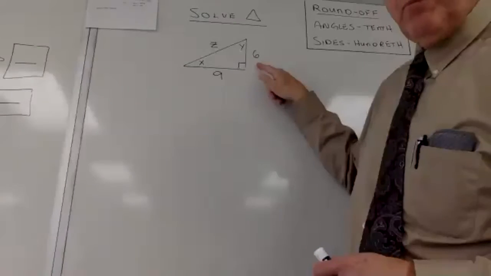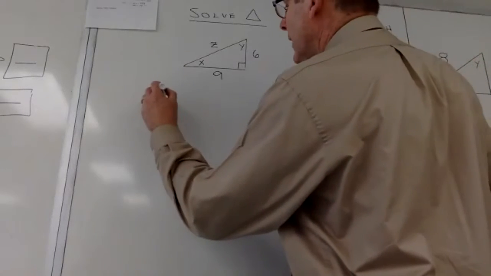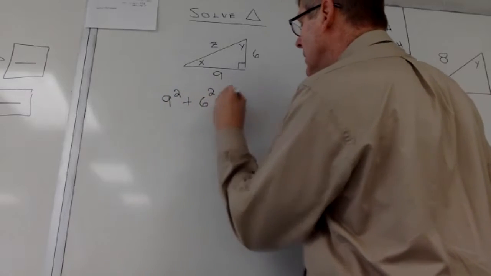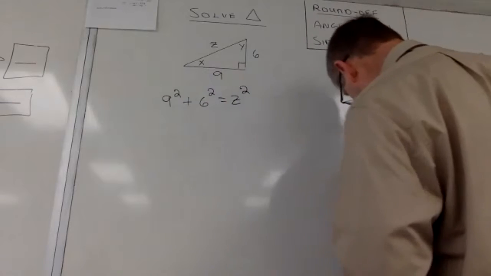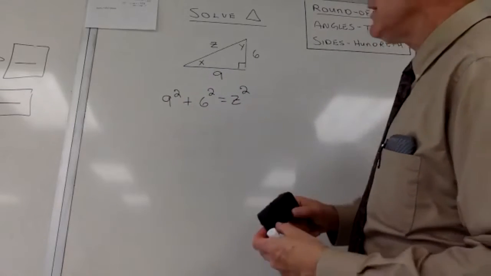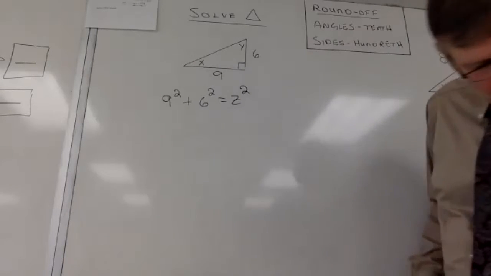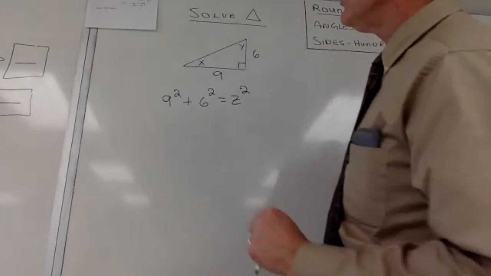I know A and B, right? So I know that 9 squared plus 6 squared is Z squared. Okay, so go ahead and do that in your calculator. Really, all you got to do is 81 plus 36 and take the square root of it. What do you get? Go ahead and do that in your calculator. Tell me what you get.